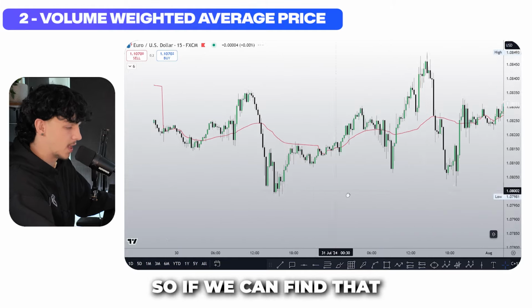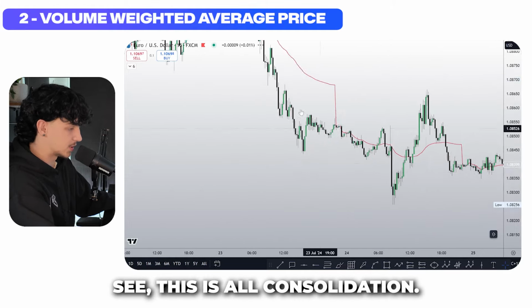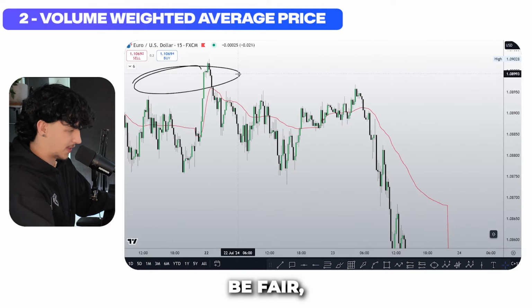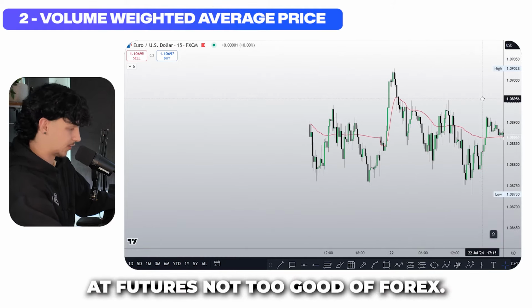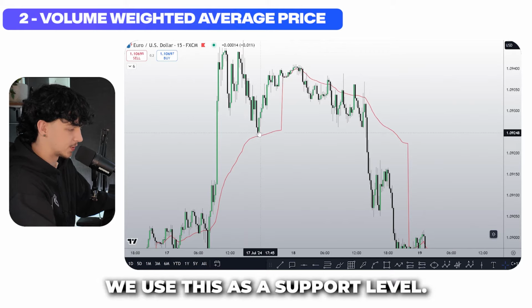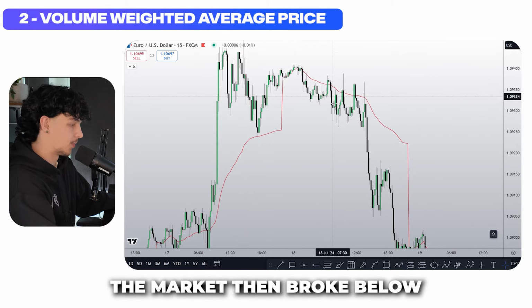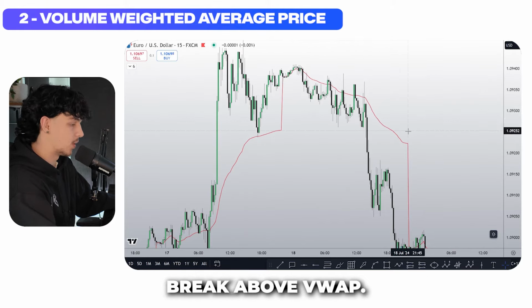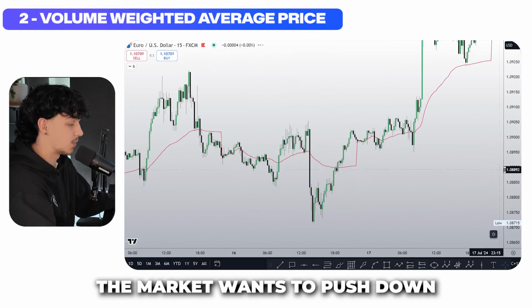So if we can find that anywhere else, see, this is all consolidation, so we don't necessarily want to be trading this. To be fair, this indicator is very good at futures, not too good at Forex. You can see here we use this as a support level. The market then broke below, and then it couldn't break above VWAP. So that could be a good indication the market wants to push down.